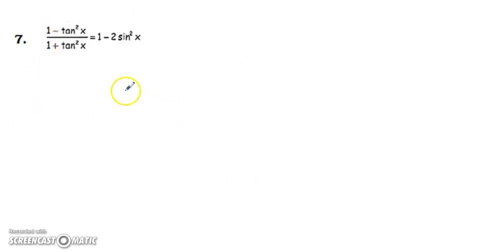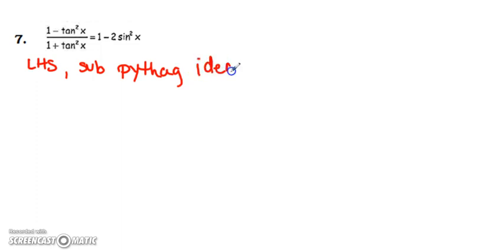I'm going to do 7 because 7 looks way more intimidating than it really is, okay? First off, left-hand side. I know this probably seems ridiculous that they're all the left-hand side. I'm going to do the left-hand side, and I'm going to substitute a Pythagorean identity. If you're like, Mrs. Fry, how did you see that already? It's not because I'm good. It's because there's something squared. Whenever there's something squared, the only identity that has a squared is the Pythagorean identity. Okay, so that's the main reason.